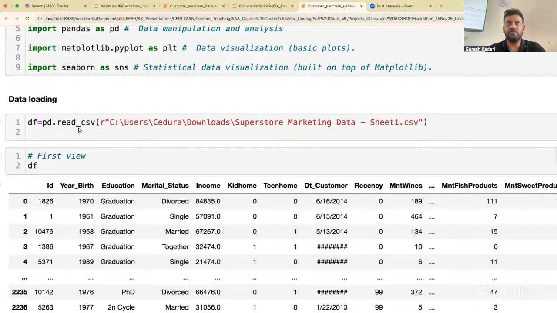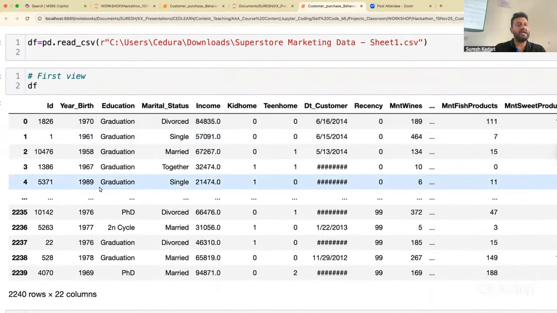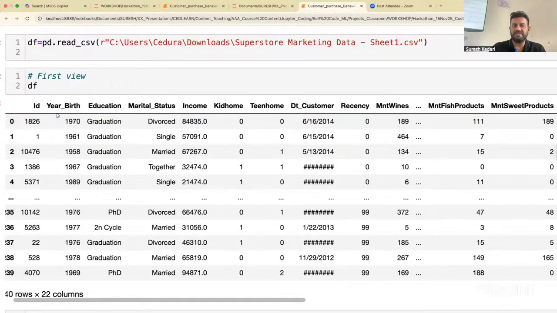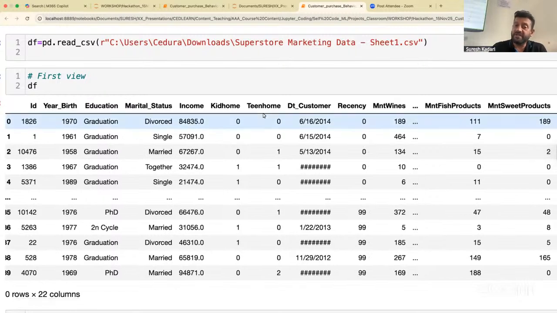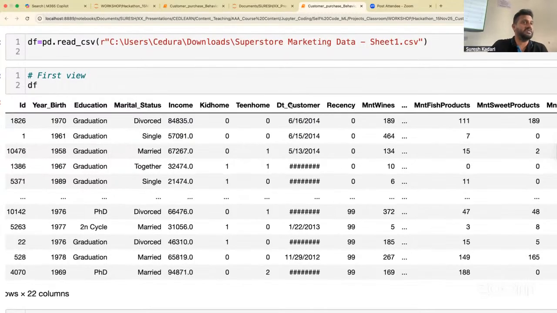I don't need to explain pandas to you, so I'll just explain my approach. This is the first view of the data frame. When they gave me data, maybe I watched it in the CSV or in the database, but this is the first data frame view. I have person ID, year of birth, education, marital status, income, kids at home, teens at home, date of customer enrollment, and recency, when they last visited. This is all customer superstore marketing data.